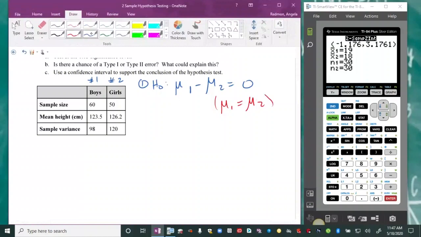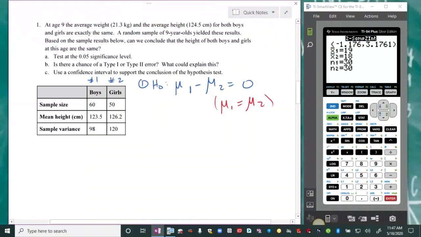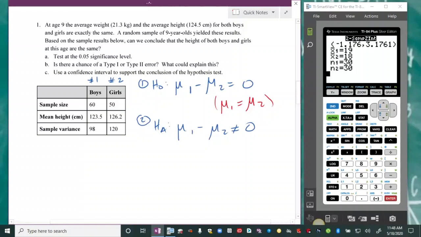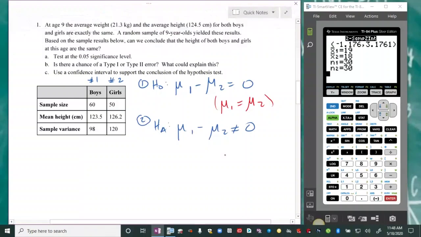For the alternative, I need to go back and read the question. The question says, are they the same? So it doesn't say we think one is higher or one is lower, just are they the same? So my alternative, H sub A, is going to be that mu1 minus mu2 does not equal 0. Again, if I were to put this into an equation with those means on either side, this would say that the first average is different than the second average. But we're using the differences.